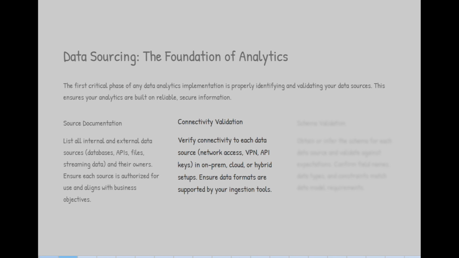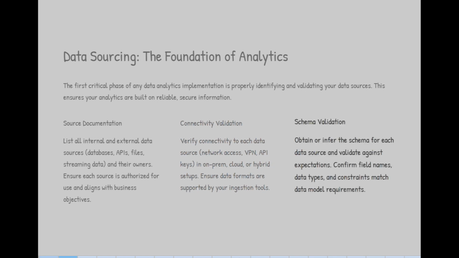Right. Makes sense. So you've connected. Now you need to understand the structure. Yeah. That's schema validation. Spot on. You need the blueprint, the schema for each source. And then you check, does it match what you expect? Like, are the column names right? Is age a number, not text? Exactly that. The checklist mentions using automated tools here, which honestly can save a ton of time. They catch weird inconsistencies early.